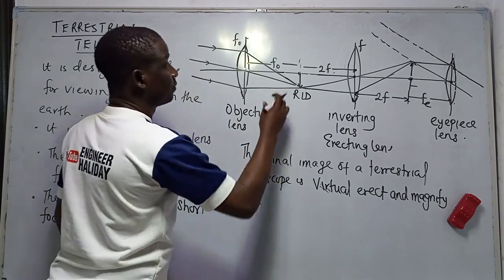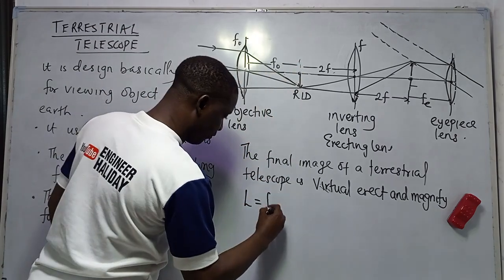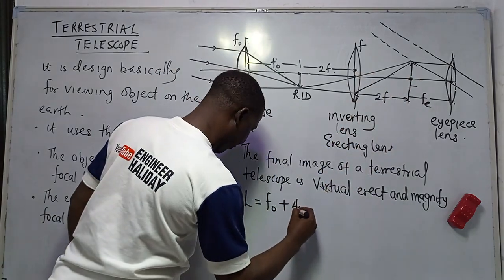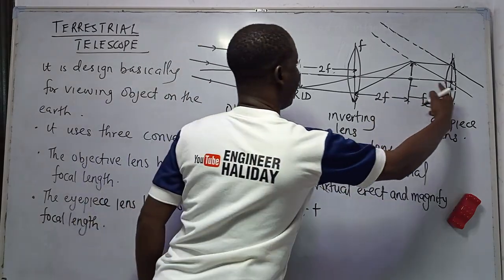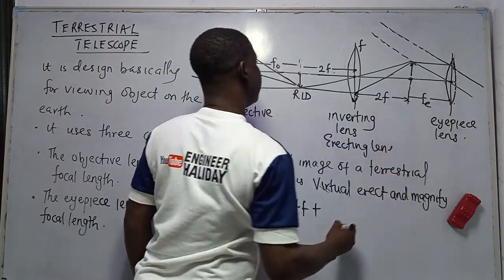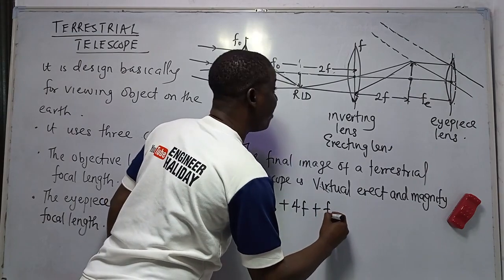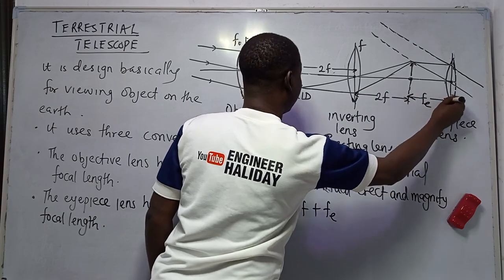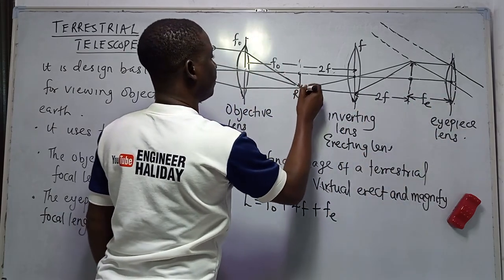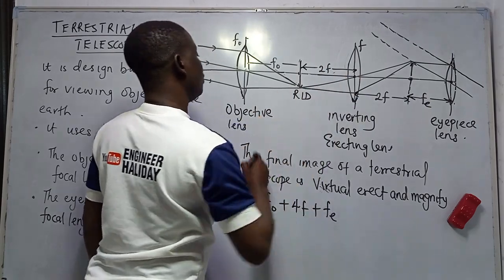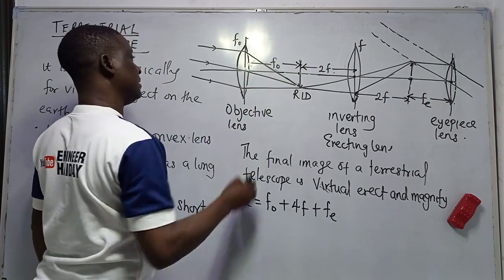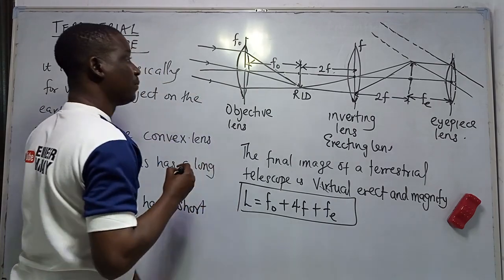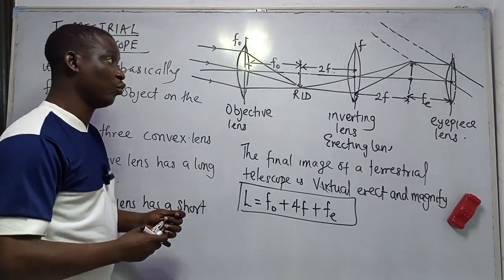The length is what? From here to here is f naught plus 2f plus 2f, that is 4f, plus fe. From here to this place is f naught, that means fe rather. From here is the objective and eyepiece focal length. Here to this place is 2f. From here to this place is f. So this is the length of this particular lens.